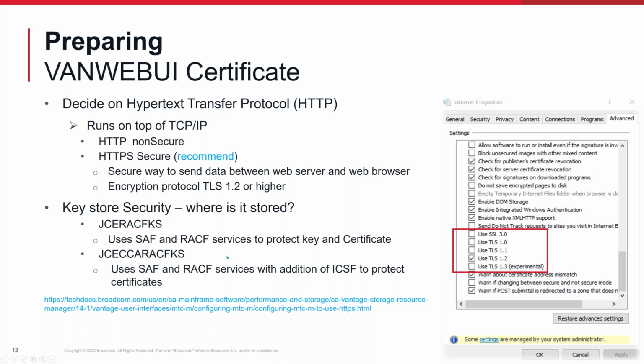Nowadays, it doesn't matter to us. We just need to know where it's stored. So the first one is stored just in SAF and RACF. The second one uses the same SAF and RACF, as well as the ICF facility, the integrated catalog facility.